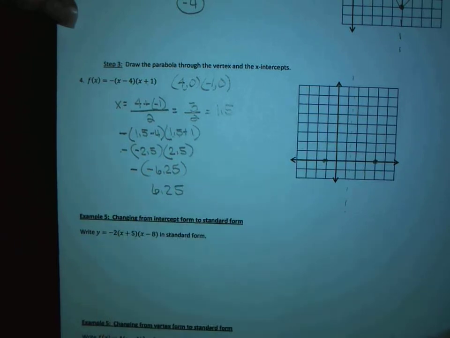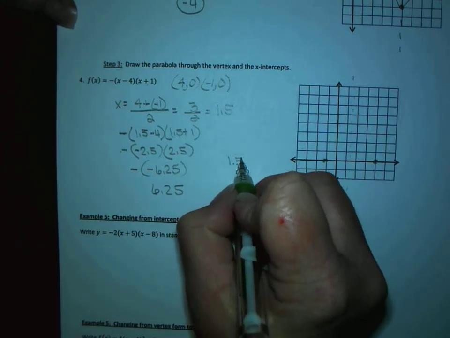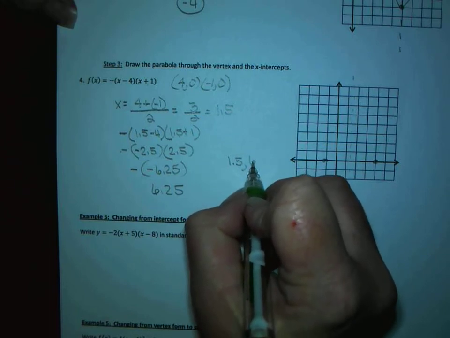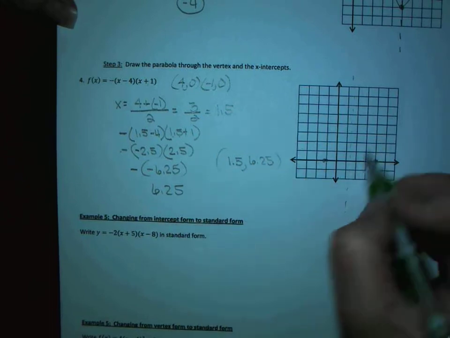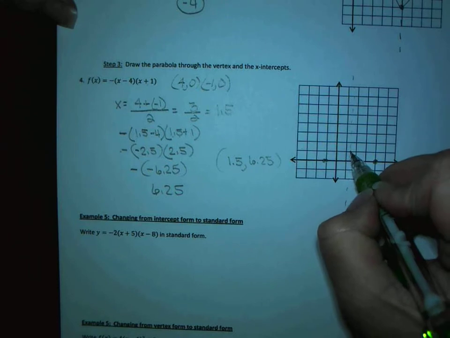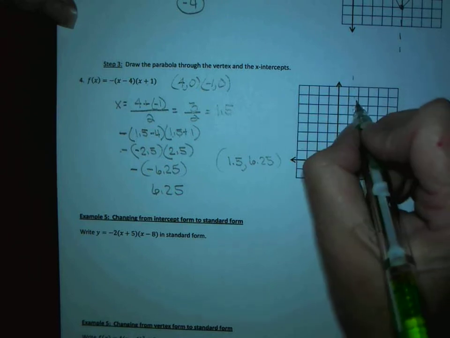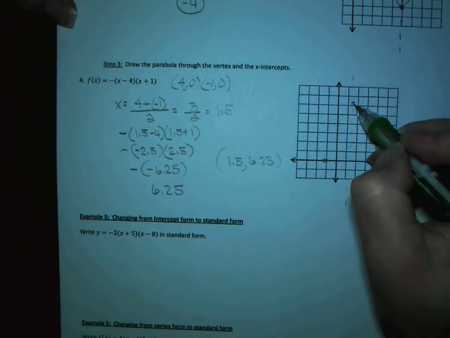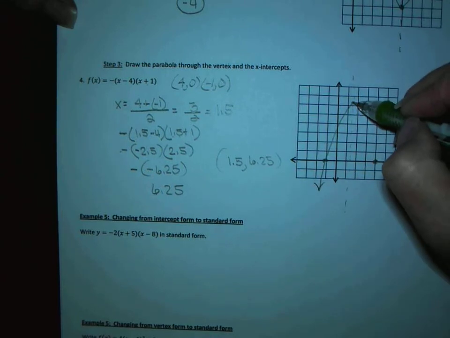So the vertex of this is going to be 1.5, 6.25. So 1.5 and then 6.25. 1, 2, 3, 4, 5, 6.25. And draw your parabola.